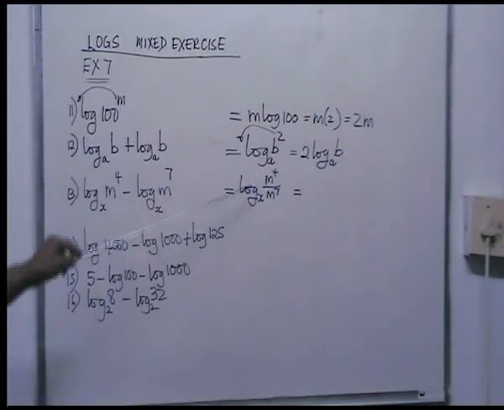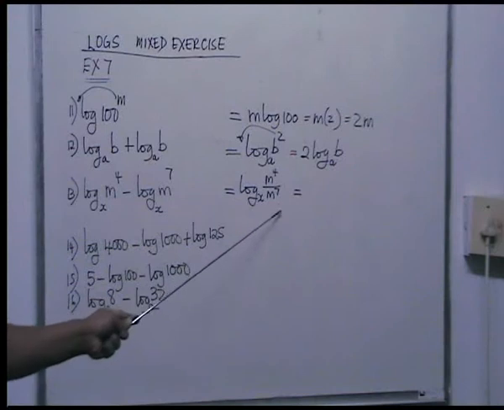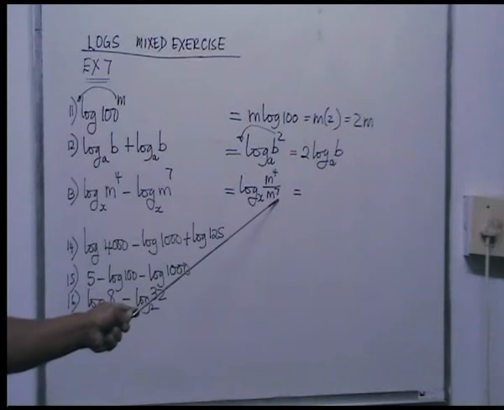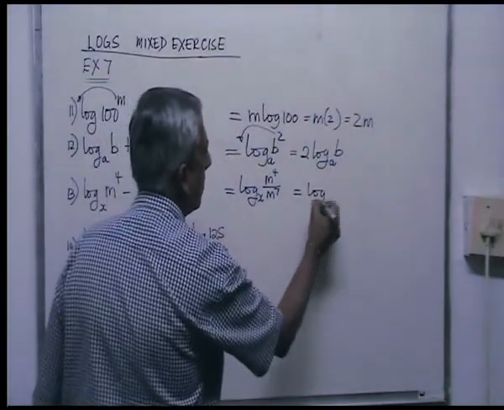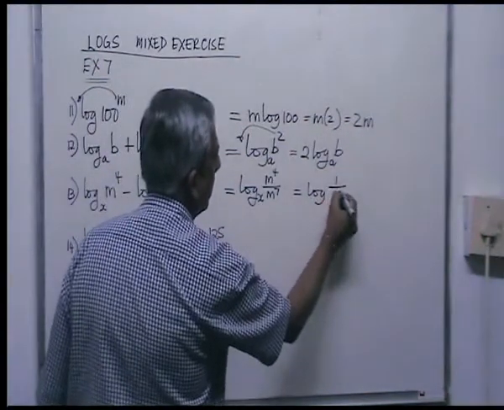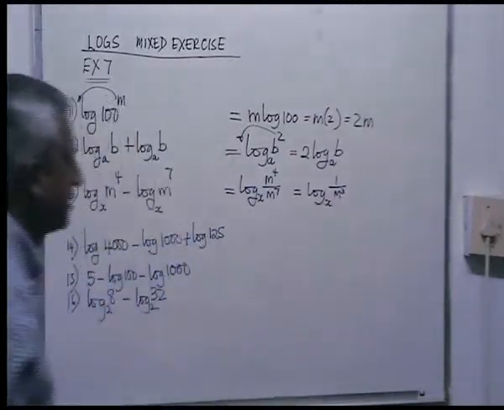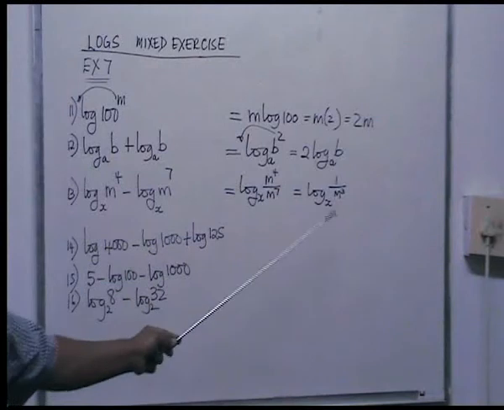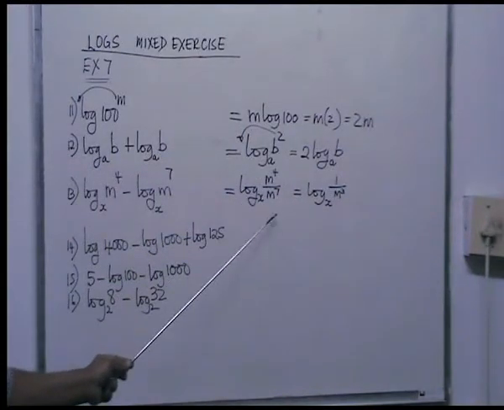Now, m to the 4 divided by m to the 7. Remember your power laws: write down the common base, subtract the indices. Subtract the index where the index is bigger. So the answer will be log 1 over m cubed to the base x. We generally like to write it like that with a positive index. But there is another answer for this.